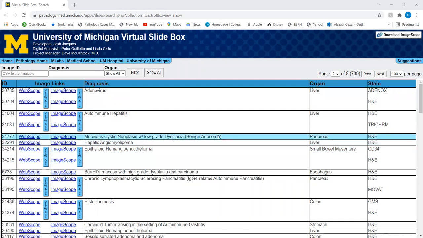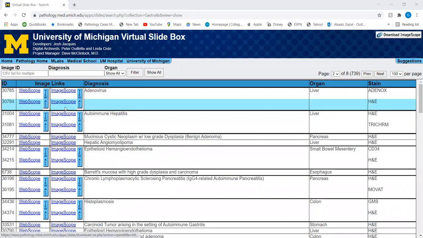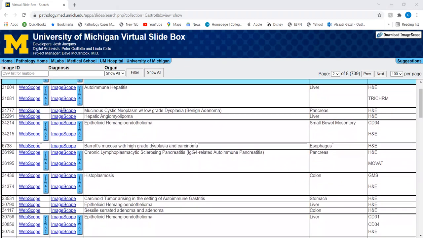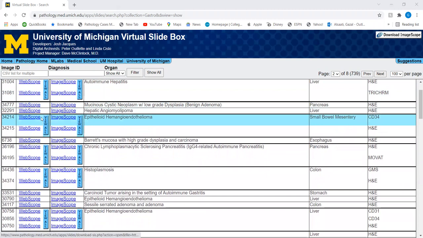So I went to the University of Michigan virtual slide box, and I'm starting with the GI pathology slides, skipping a few. The first one is going to be esophagus Barrett mucosa with high grade dysplasia.